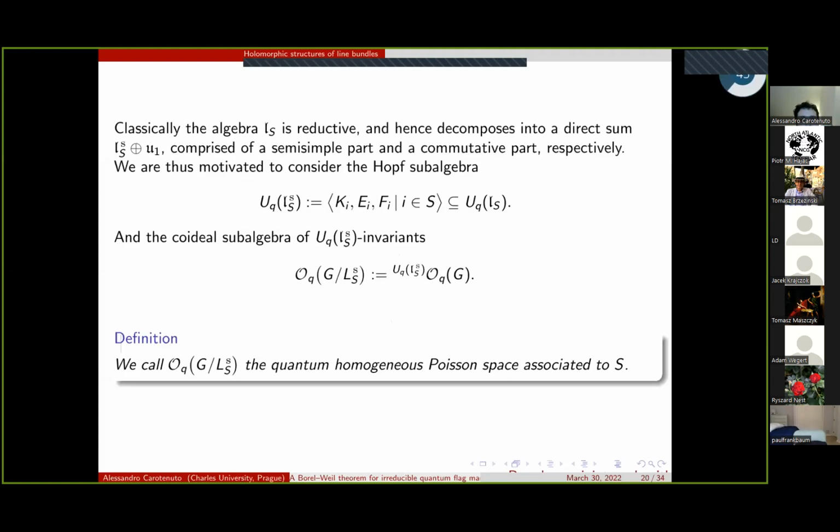Okay, yeah, I have a problem with this definition. We call O_q the quantum homogeneous Poisson space associated to S. So what's the origin of the name Poisson here?